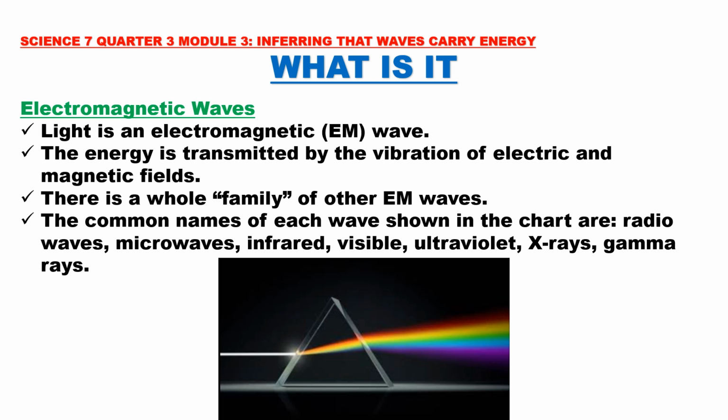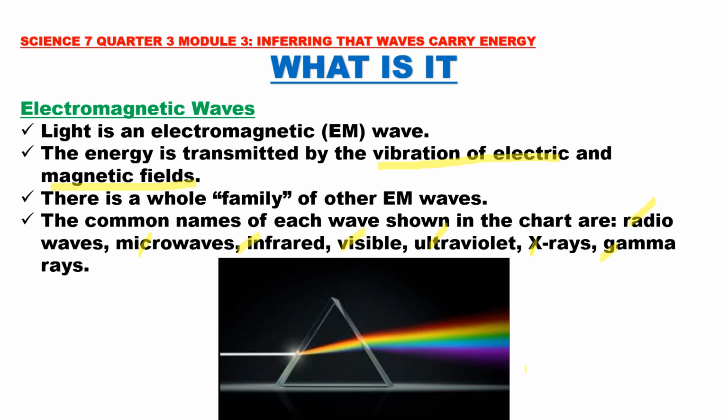So, next, light is an electromagnetic wave. The energy is transmitted by vibration of electric and magnetic fields. There is a whole family of other electromagnetic waves. So the common names of each wave shown in the chart are radio waves, microwaves, infrared, visible, ultraviolet, X-rays, and gamma rays. So these are some examples of electromagnetic waves.